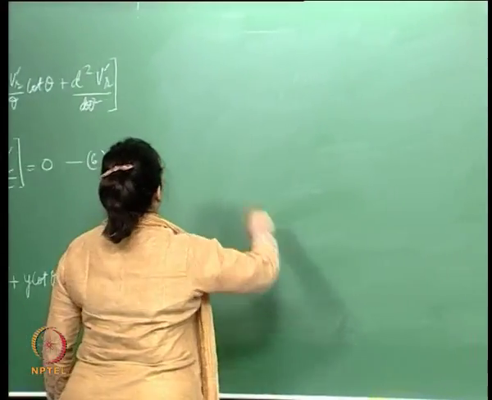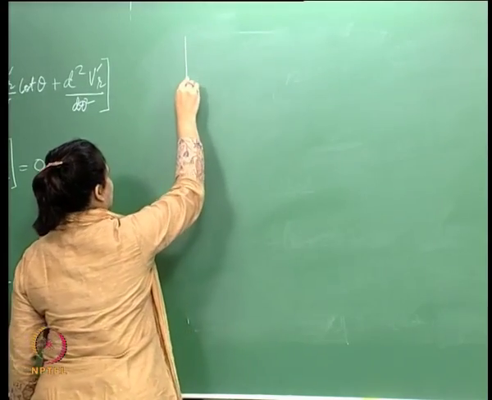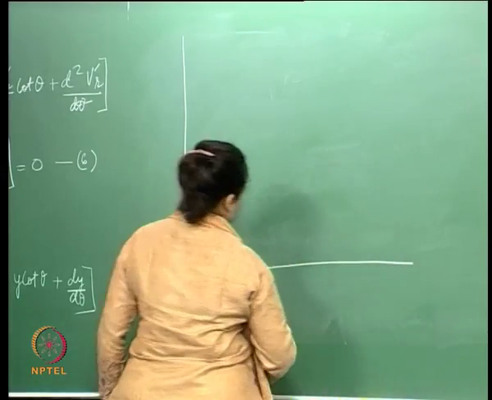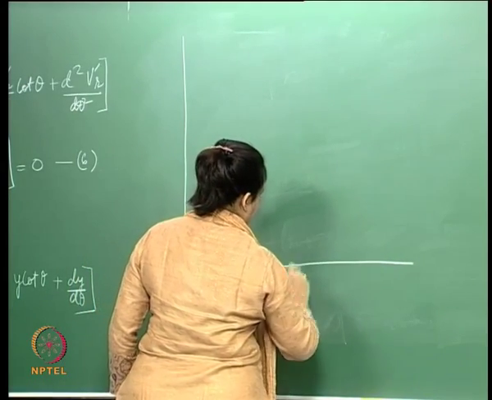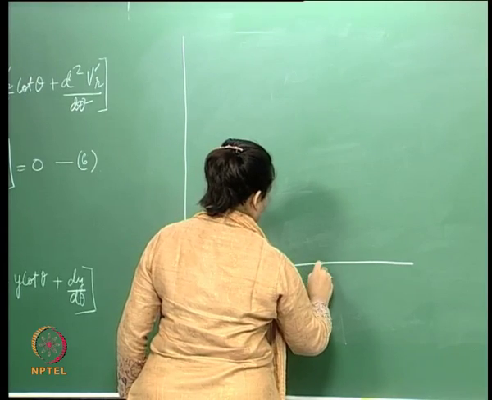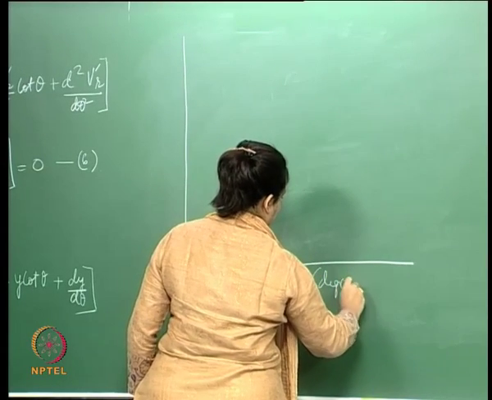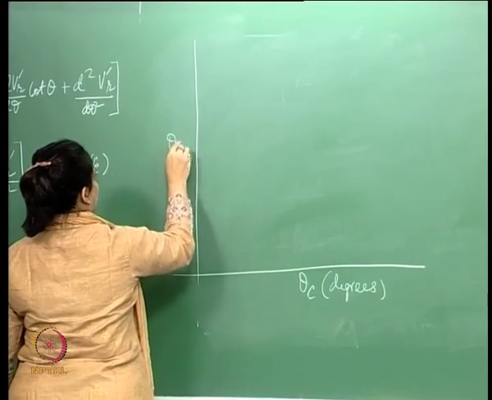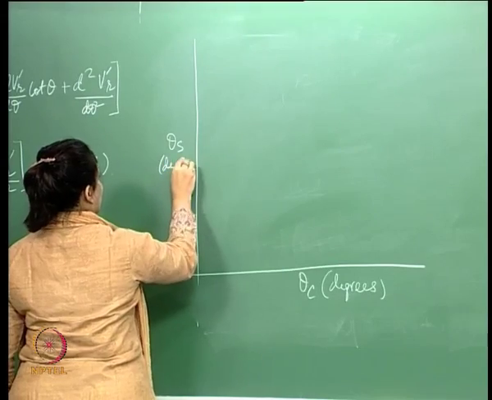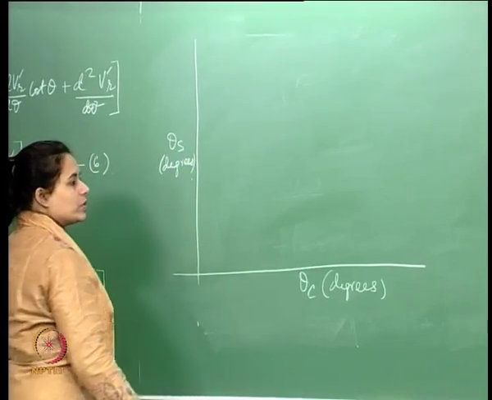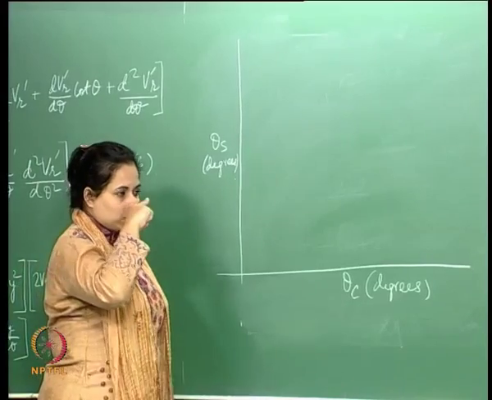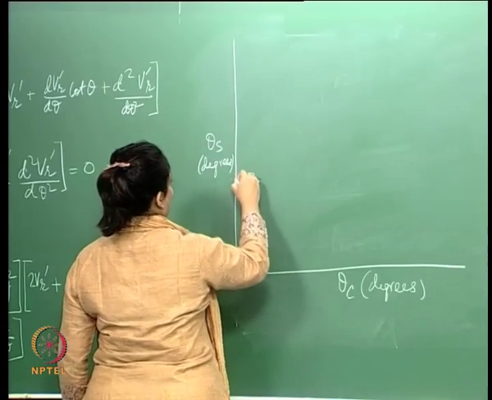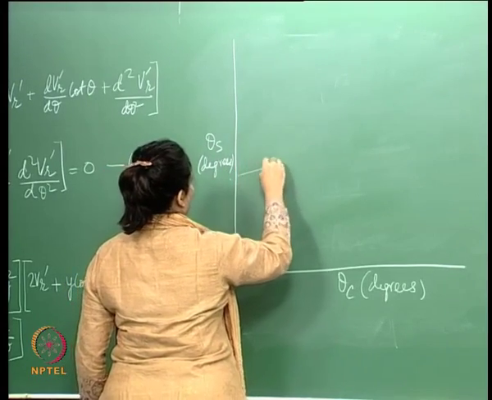Now, say we have this. Essentially, say this is theta c, in degrees, and this is theta s, also in degrees. This is not going to be to scale, of course. So, if I do this, then what happens? Say something like that.